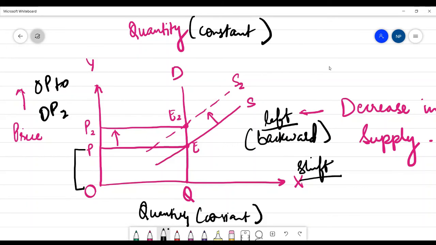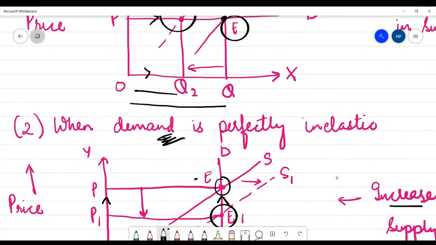Hence, the quantity is constant, therefore the demand curve will again be parallel to the y-axis. In this case, the supply curve at the original price was at E, but when the price rises to P2, the curve shifts upwards to attain equilibrium, and henceforth we get the point E2 as our new equilibrium point. So these are the four cases that you have seen, children.